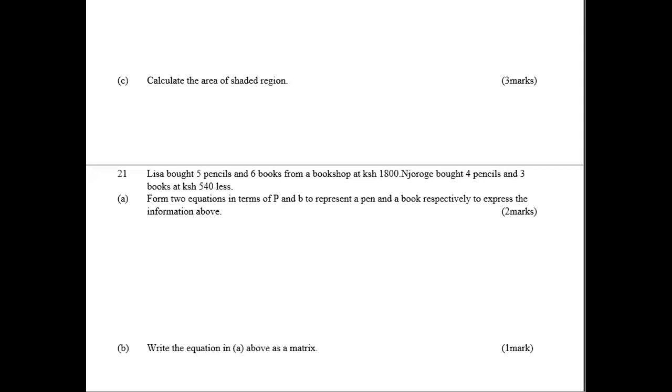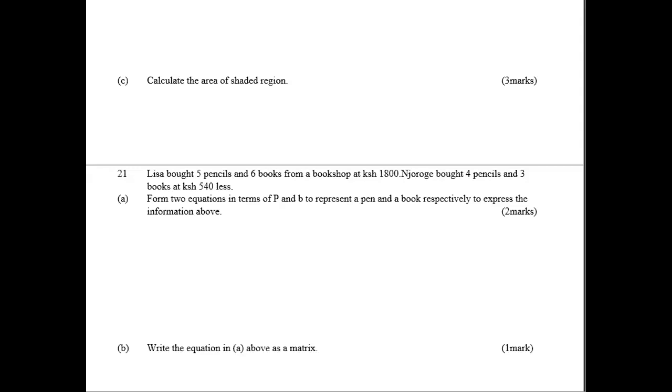We are told that Lisa bought 5 pencils and 6 books at 1,800 shillings. Njoroge bought 4 pencils and 3 books at 540 shillings less. I'm supposed to form 2 equations in terms of P and B, P to represent a pen and B to represent a book. The 2 equations are direct.